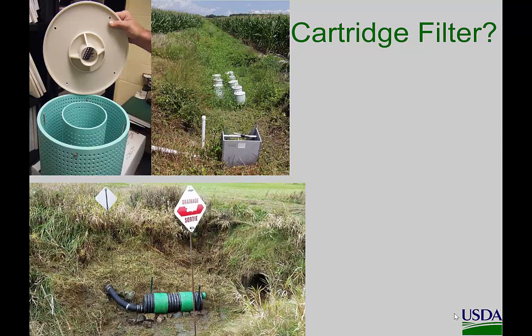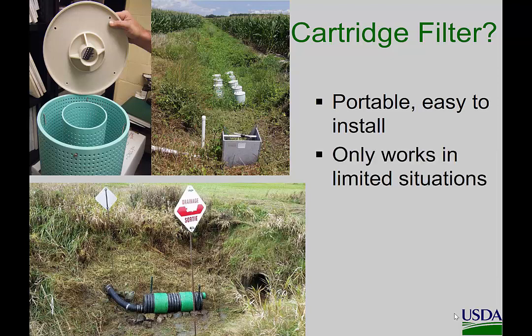So you need to take care of the easy stuff first, take care of the sediment. One style of structure is the cartridge filter. And this is what everybody wishes the phosphorus removal structure could be. They envision in their minds these nice little cartridges we can plug on the end of a tile drain or something like that. And that's nice in theory, because they're portable, they're easy to install. The problem is it only works in limited situations.